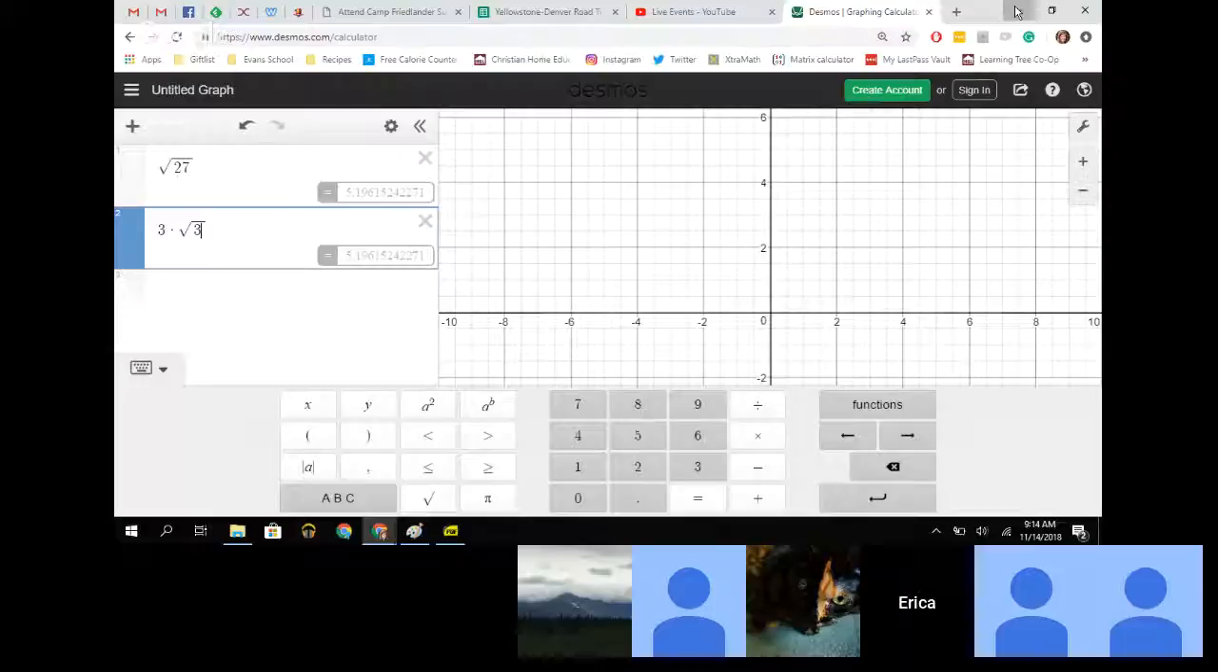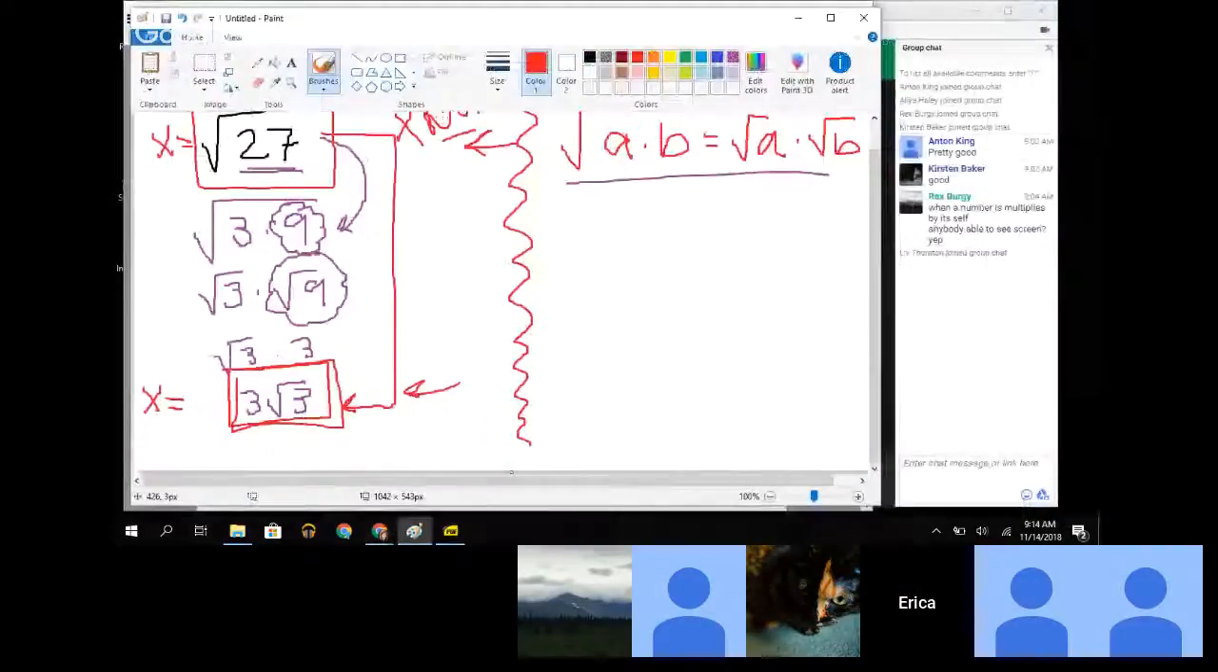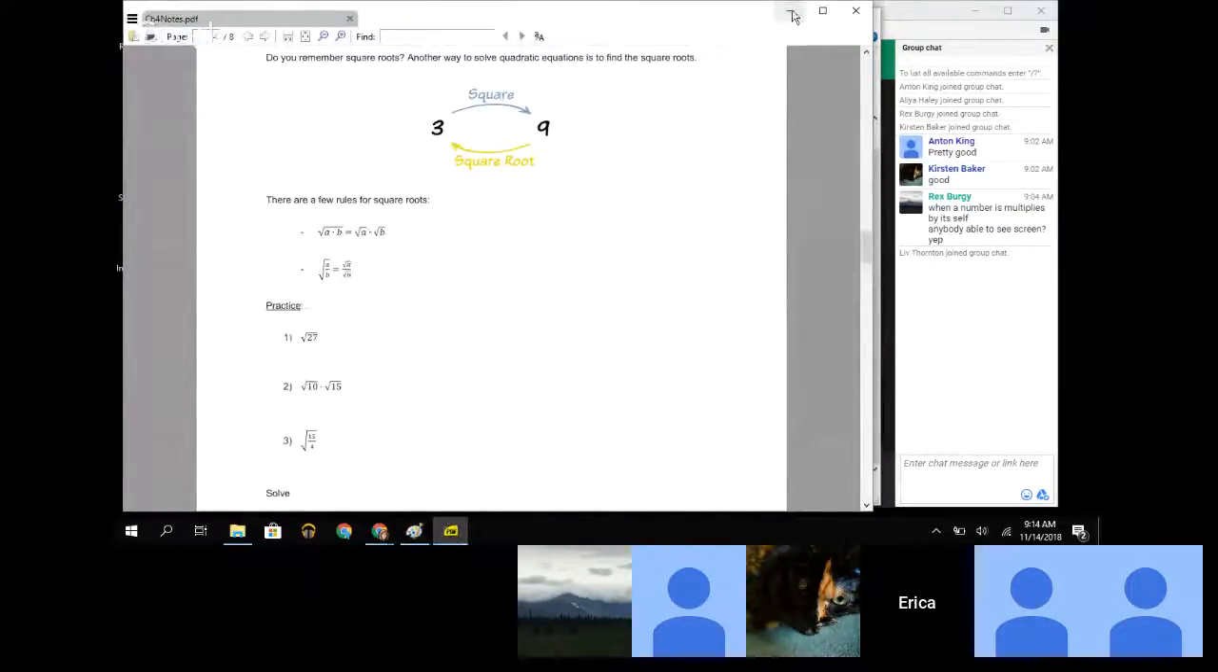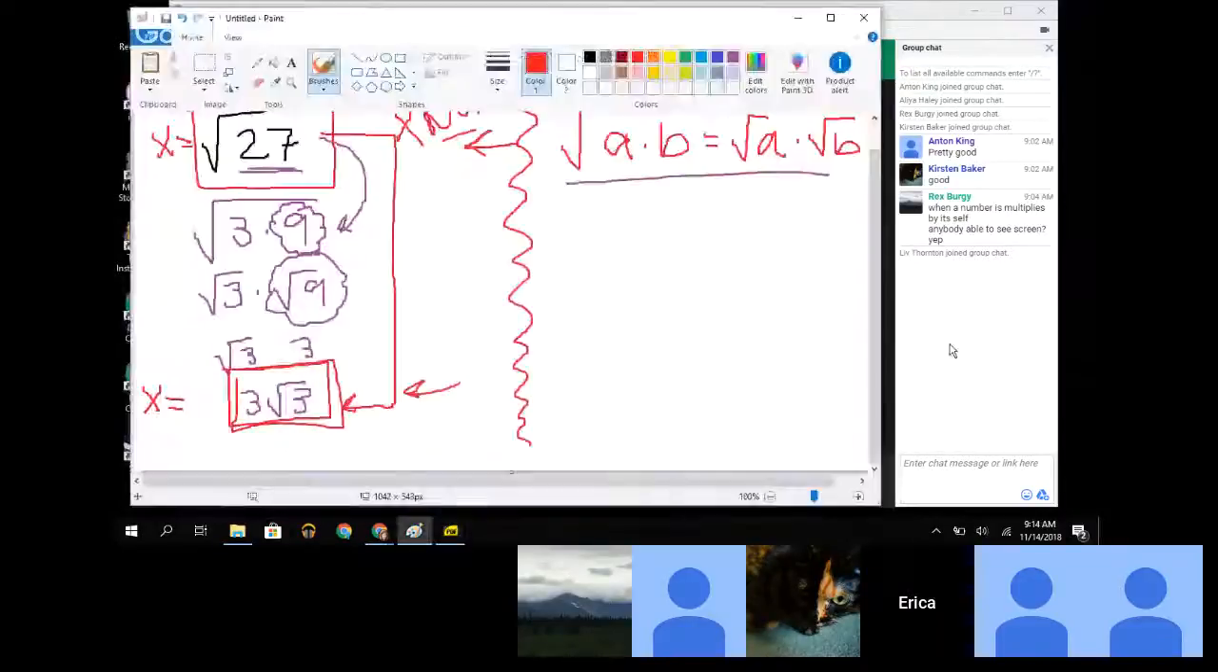Okay. Has anybody done that before? Is this review? Or have you ever tried to look for an answer and you're like, oh, I got this, but it says this? Everybody's like, it's too early for square roots. Why are we talking about square roots?